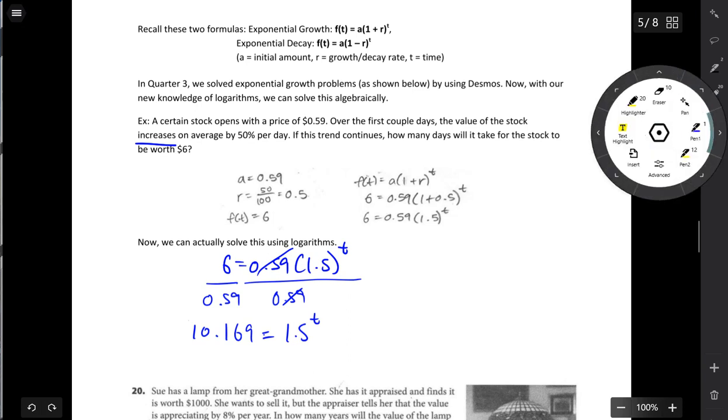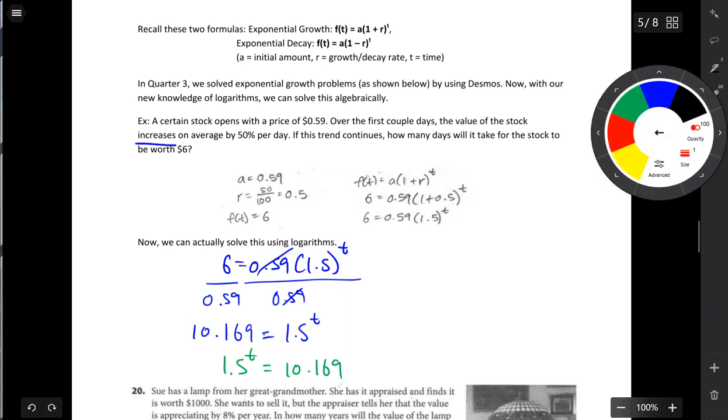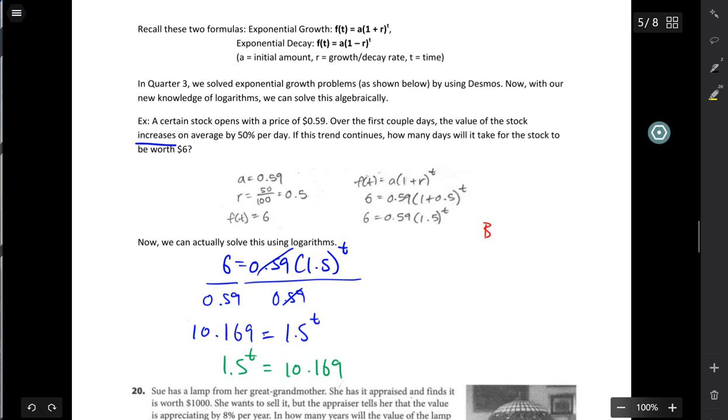Okay, so now what we can do with this is use what we used earlier. So basically, we flip this around: this is 1.5 raised to t equals 10.169. And I can see some of you already saying, Mr. Chang, get on with it, I know which one's the base, which one's the exponent, which one's the answer. All right, fine, so do it however you want to do it. So our base is 1.5.